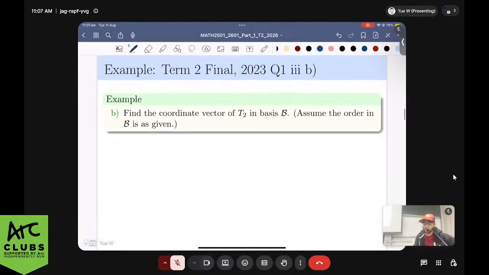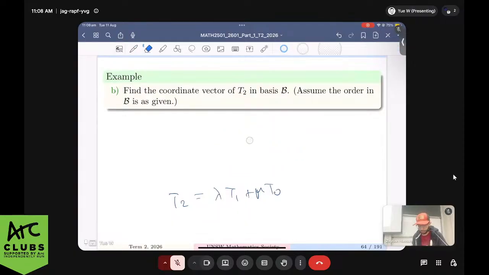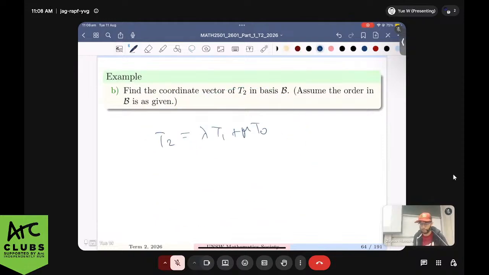Find the coordinate vector of T2 in the basis. Okay, so what even is T2? I think it was the map such that T2 of p equals p evaluated at 2. So T2 of any at plus b is 2a plus b. Now, how do we find the coordinate vector of T2 in the basis B? Well, first of all, T2 is an element of V star. It's some combination lambda T1 plus mu T0. So we just need to find what these lambda and mu are.